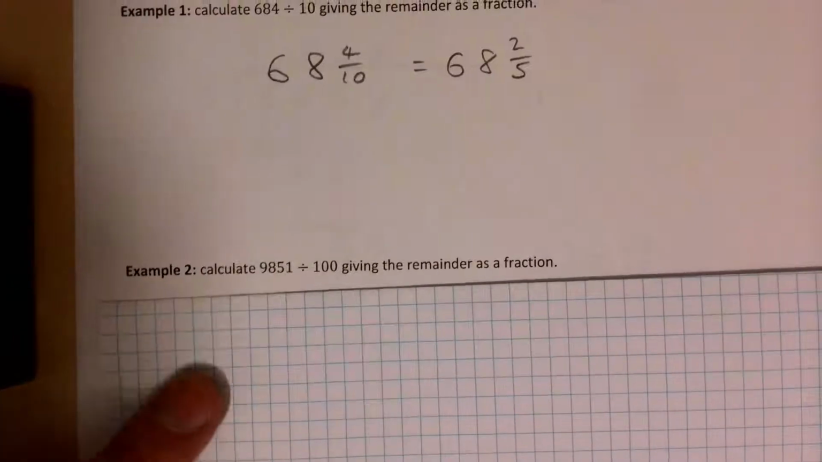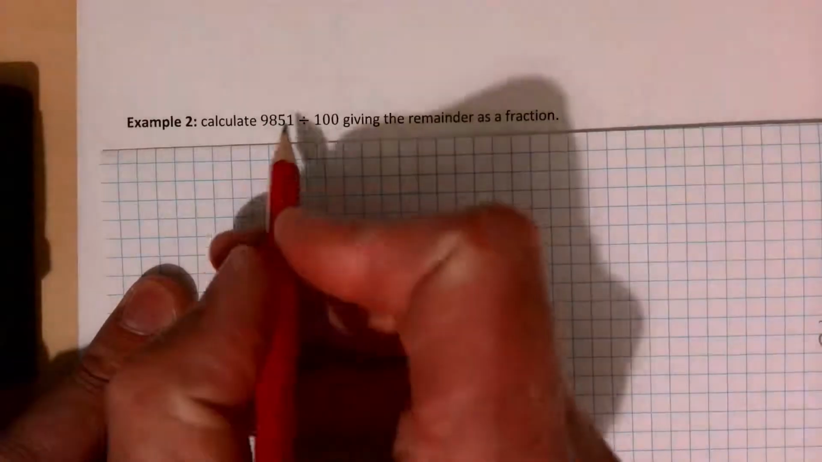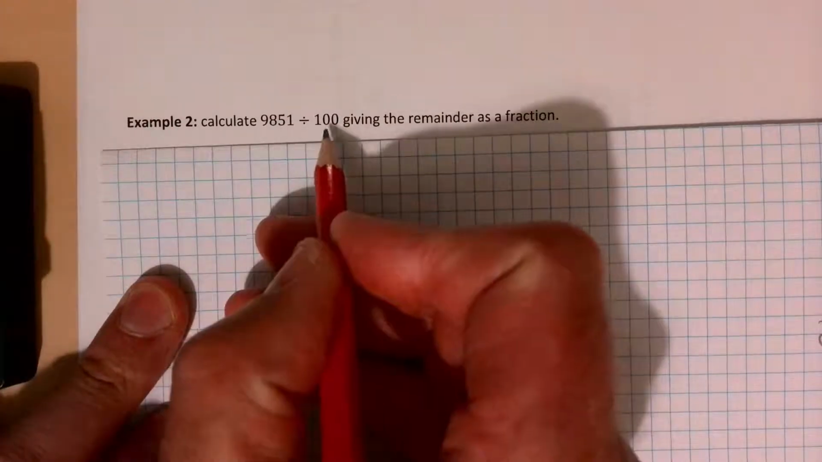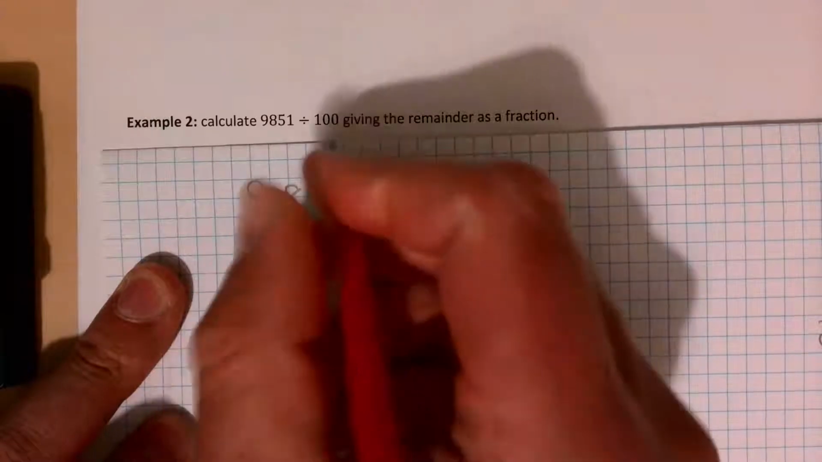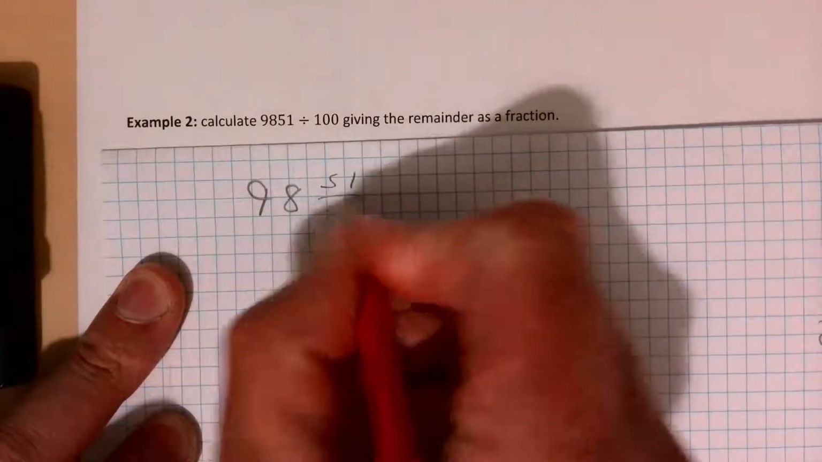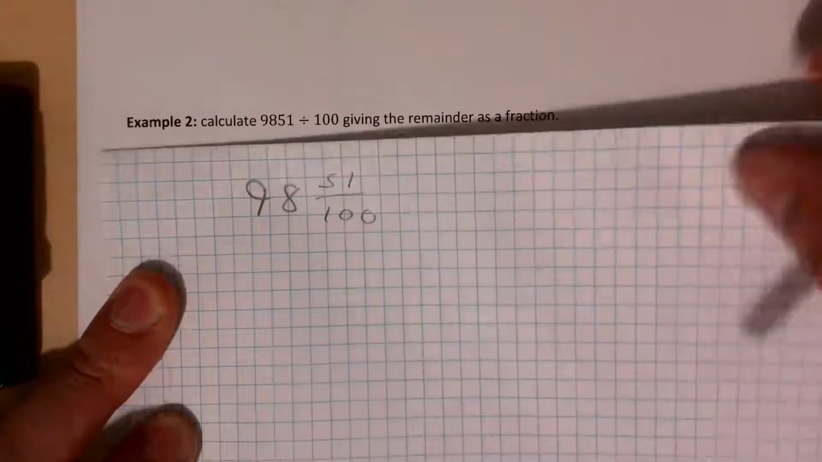Calculate 9,851 divided by 100. Again, if you do 9,800 divided by 100, the answer, of course, will be 98. And then there's 51 left over. So it's 98 and 51 over 100.